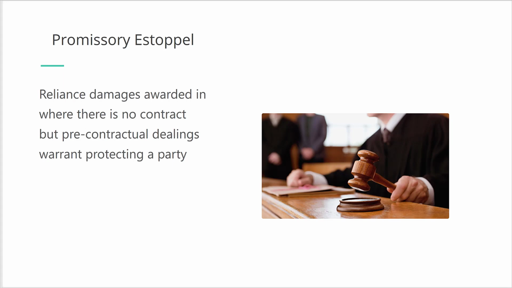In situations where an enforceable contract does not exist, a party can sometimes be awarded reliance damages under promissory estoppel. This protects a party's reasonable and detrimental reliance upon a promise. This is what happened, for example, in the case of Hoffman versus Red Owl Stores, which we discussed earlier.